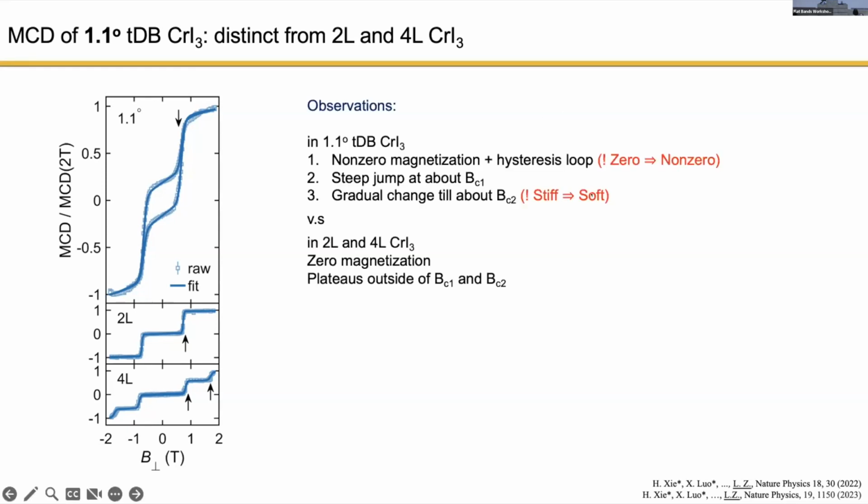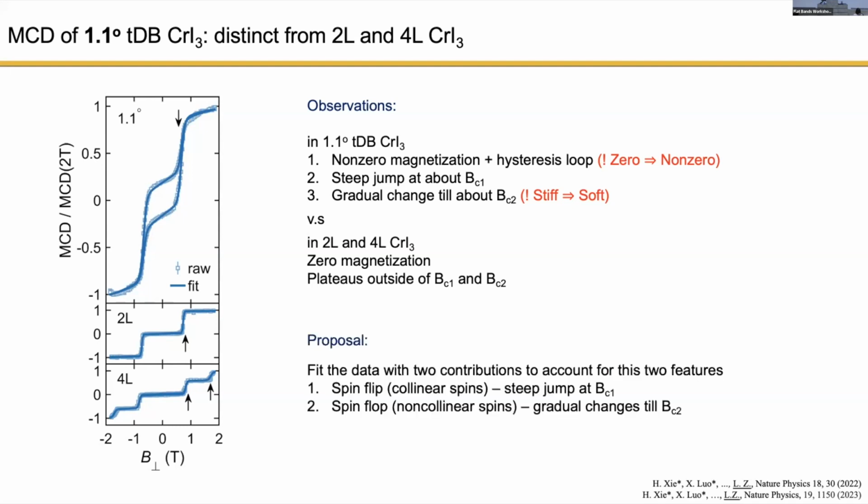So from this experimental data, we want to say that, first of all, in this twisted 1.1 degree sample, we actually got a magnetization by twisting a zero magnetization material, which is kind of surprising. Second, this material initially was a collinear easy axis magnet that shows plateau behavior between the critical fields. While here, we seemingly made the material a little bit softer, so that our state gradually changes as we change the magnetic field. So that's the two major contrasts to the natural layers.